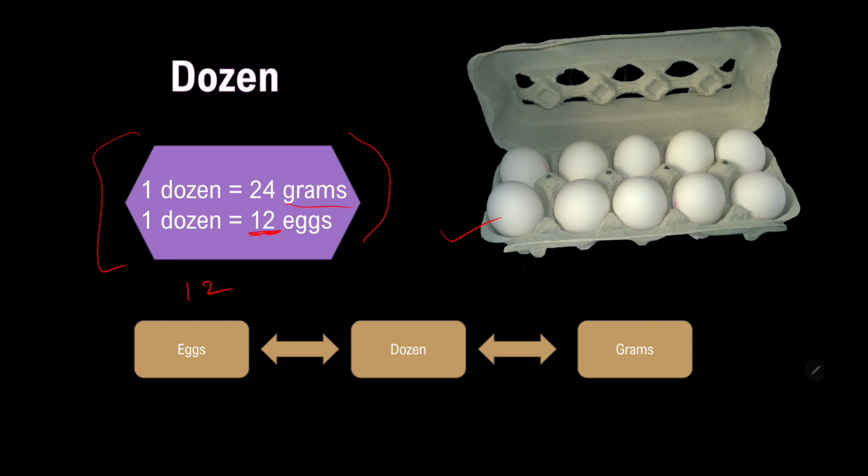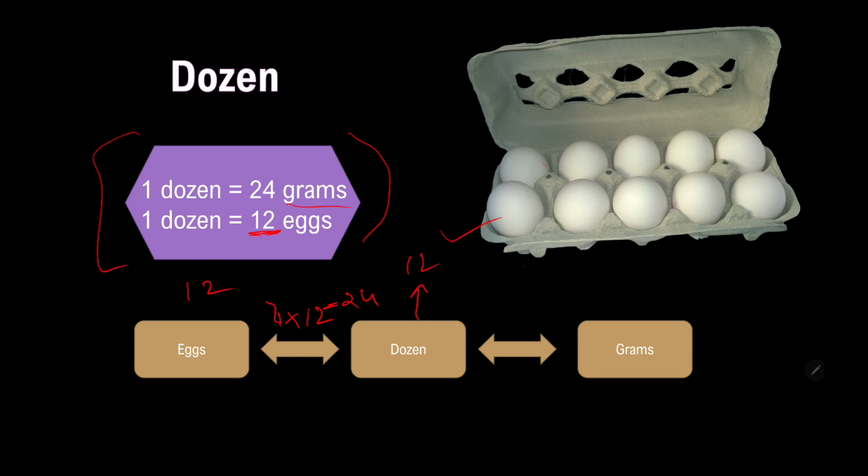If you have 1 dozen eggs, you are saying that you have 12 eggs. So that means you are multiplying 1 with the value of dozen. The value of dozen is 12. If you have 2 dozen eggs, you will say, sir, this is 2 into 12. 2 into 12 is equal to 24. If you have 3 dozen eggs, 3 into 12, 36.